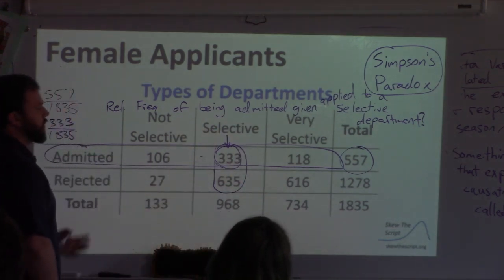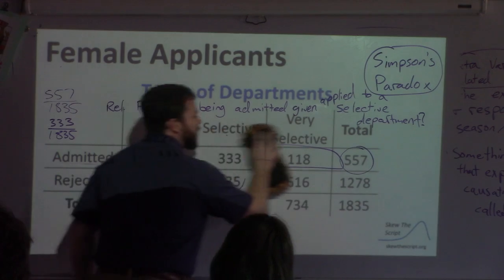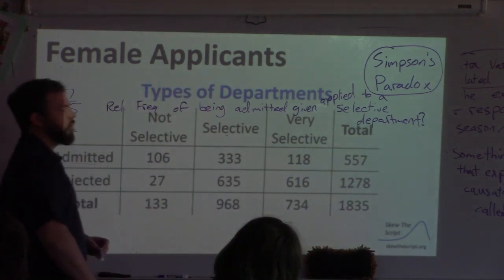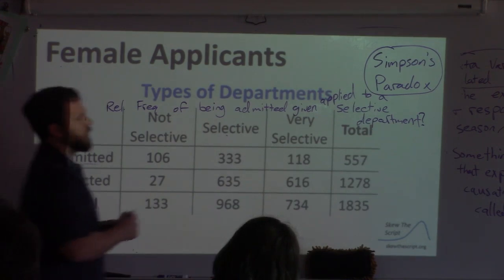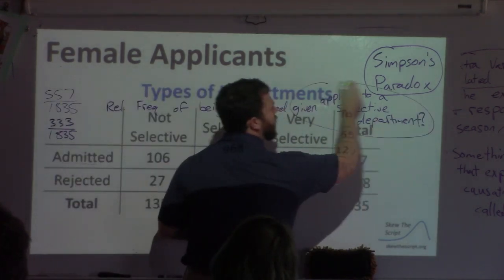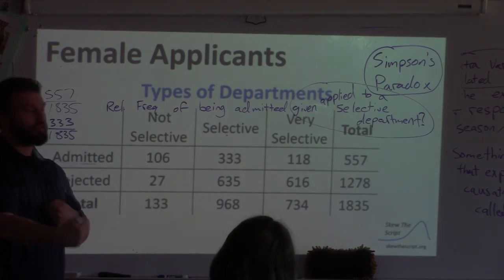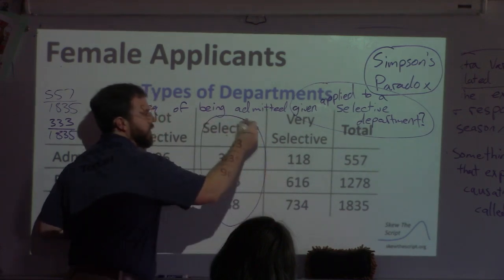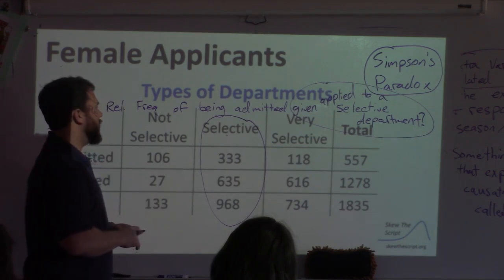What has to be true? What condition is there? Admitted and only applied to selective departments, so it'd be 333 out of 968. So what was the condition though? They had to have applied to a selective department, right? That's a condition that has to be satisfied. So I'm no longer looking at all 1,835, I'm only looking at my selective. And of those selective, how many were admitted?